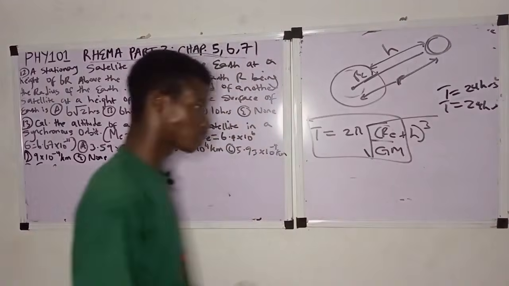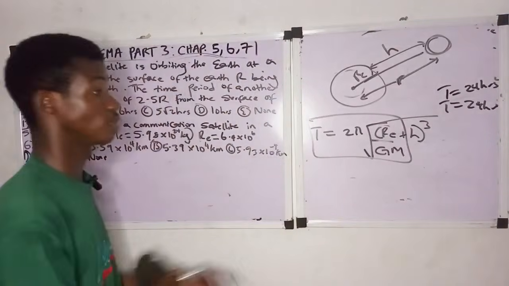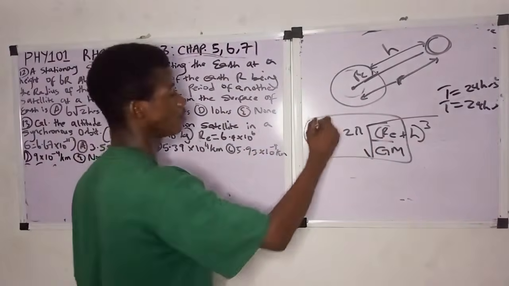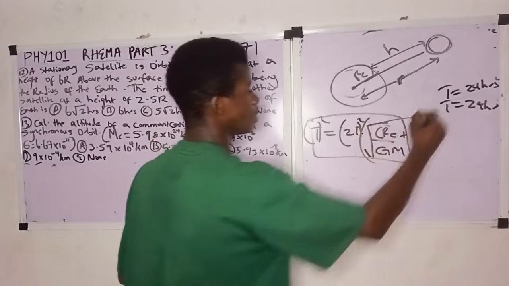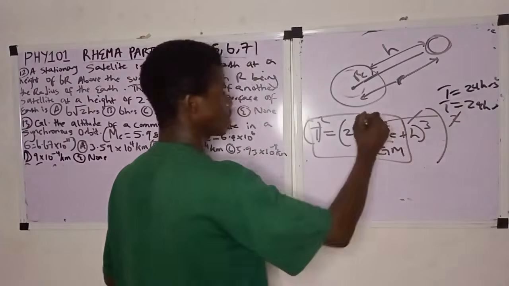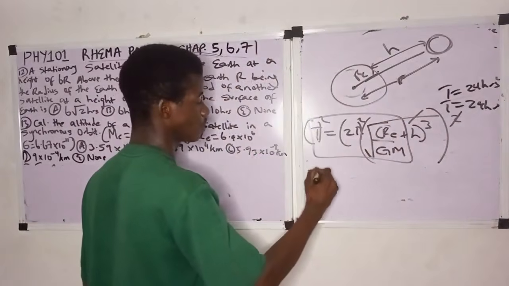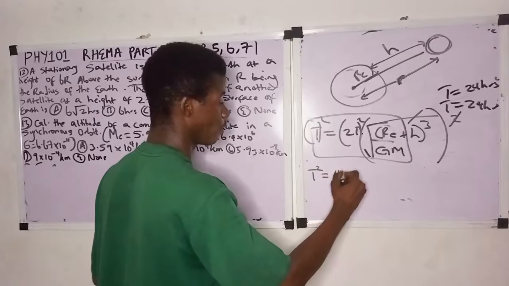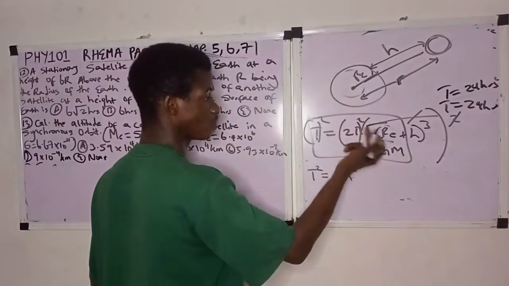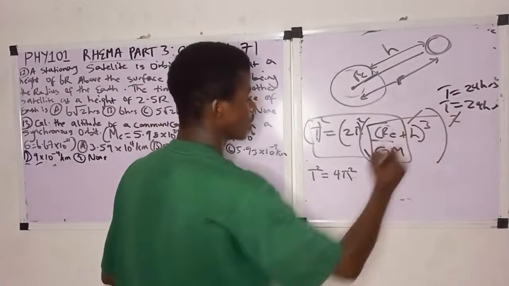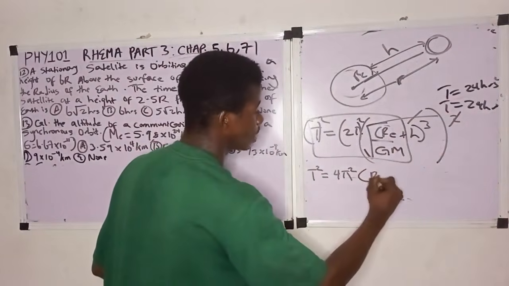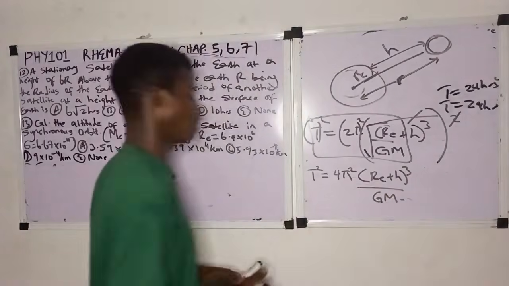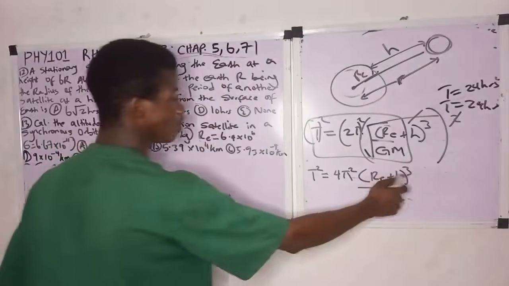So what are we going to do? We're looking for h, which is altitude, as I've explained earlier. So we take the square of both sides. This square will cancel the square root. So the square of T gives us T squared, then the square of 2 pi is 4 pi squared. Then this square will cancel this, and we'll be left with bracket open, Re plus h, all cubed, divided by GM.